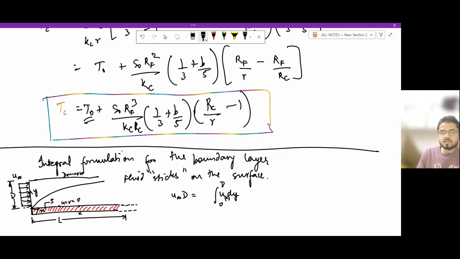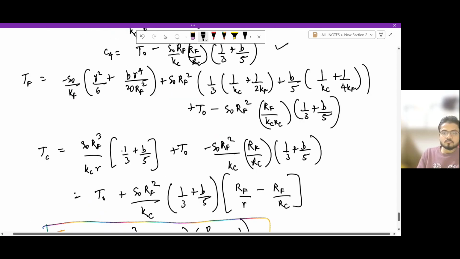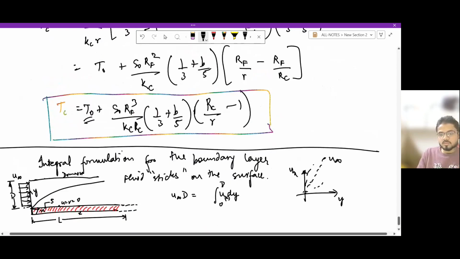Now, this u(x) must start from 0. If you plot u with respect to y, it must start at 0, and it could go somewhere above till u infinity. We do not know the profile. It could be this, it could be this, or whatever. We don't care at the moment. In effect, we know that it starts from 0 and rises till u infinity.